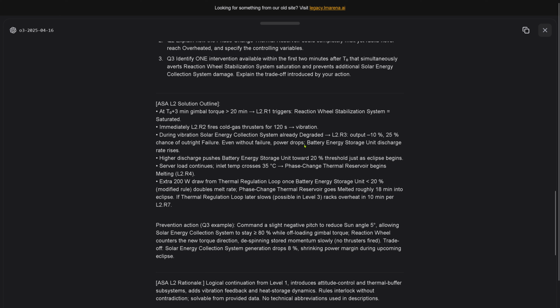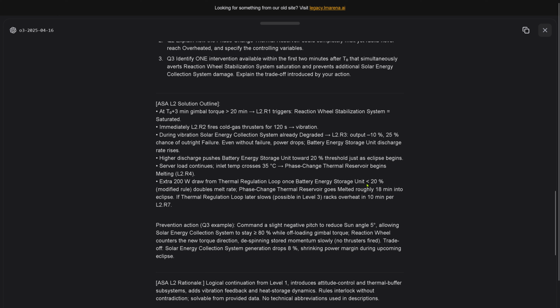Even without a failure, we have power drops and the energy storage unit discharge rate rises. We have a higher discharge, which pushes the battery storage unit toward the 20% threshold just as the eclipse begins. Server load continues. The inlet temperature is now above 35 degrees Celsius. We have now the thermal reservoir melting according to rule 4. We have an extra 200 watt power draw from the thermal regulation loop once the battery system is below 20%.